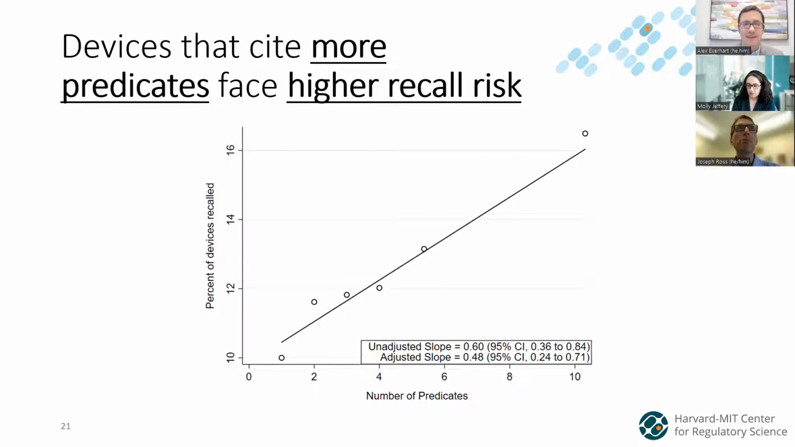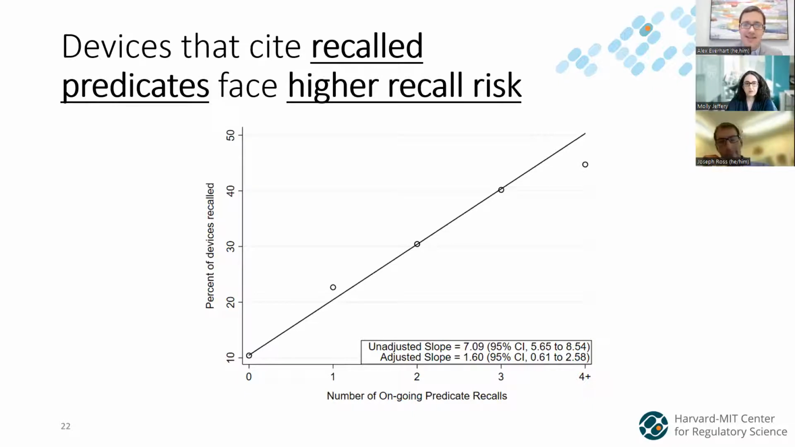We also find that devices that cite more predicates face higher recall risk. Citing an additional predicate is associated with a 0.6 percentage point increase in the probability of experiencing a class 1 or class 2 recall, or about a 5% increase relative to the mean recall probability. And again, the effect size seen here is modestly attenuated after adjusting for other device characteristics.